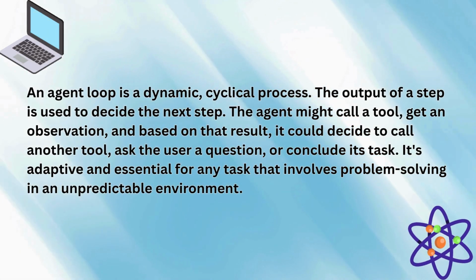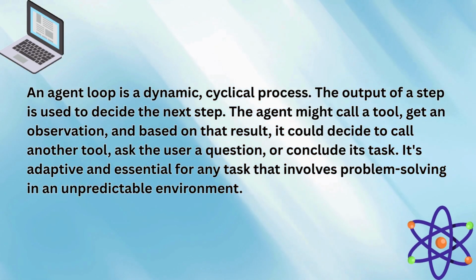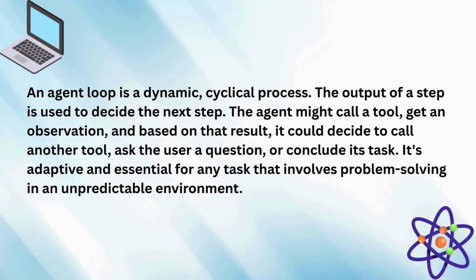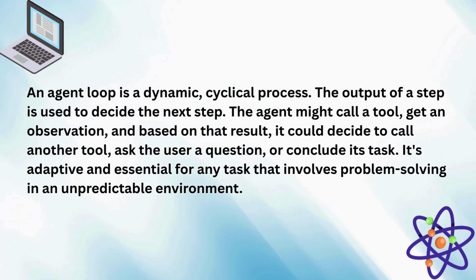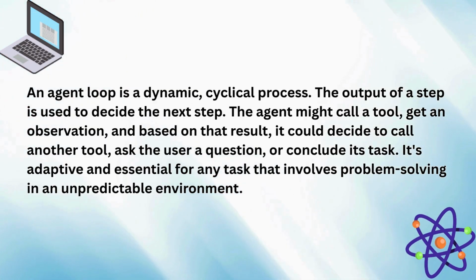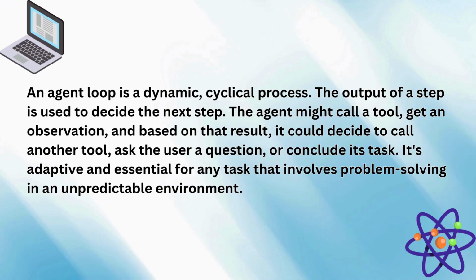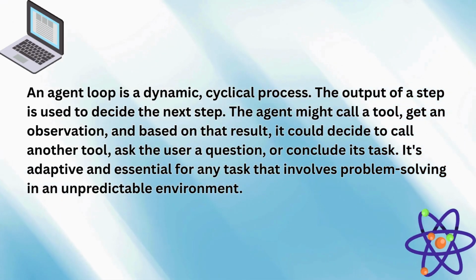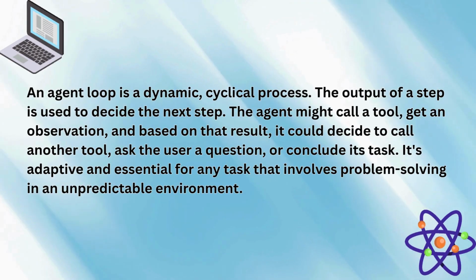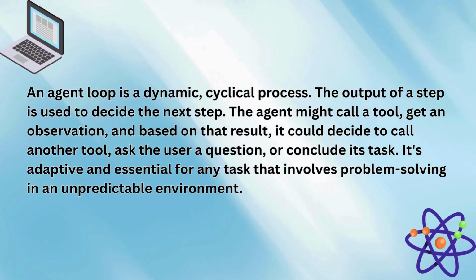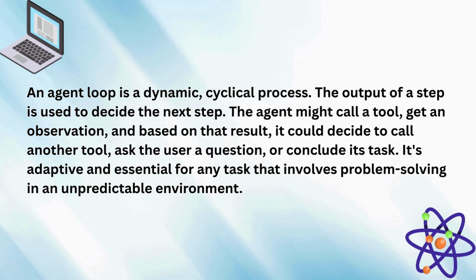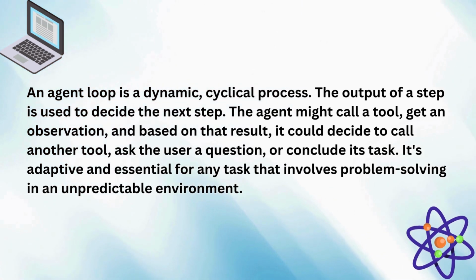An agent loop is a dynamic, cyclical process. The output of a step is used to decide the next step. The agent might call a tool, get an observation, and based on that result, it could decide to call another tool, ask the user a question, or conclude its task. It's adaptive and essential for any task that involves problem-solving in an unpredictable environment.